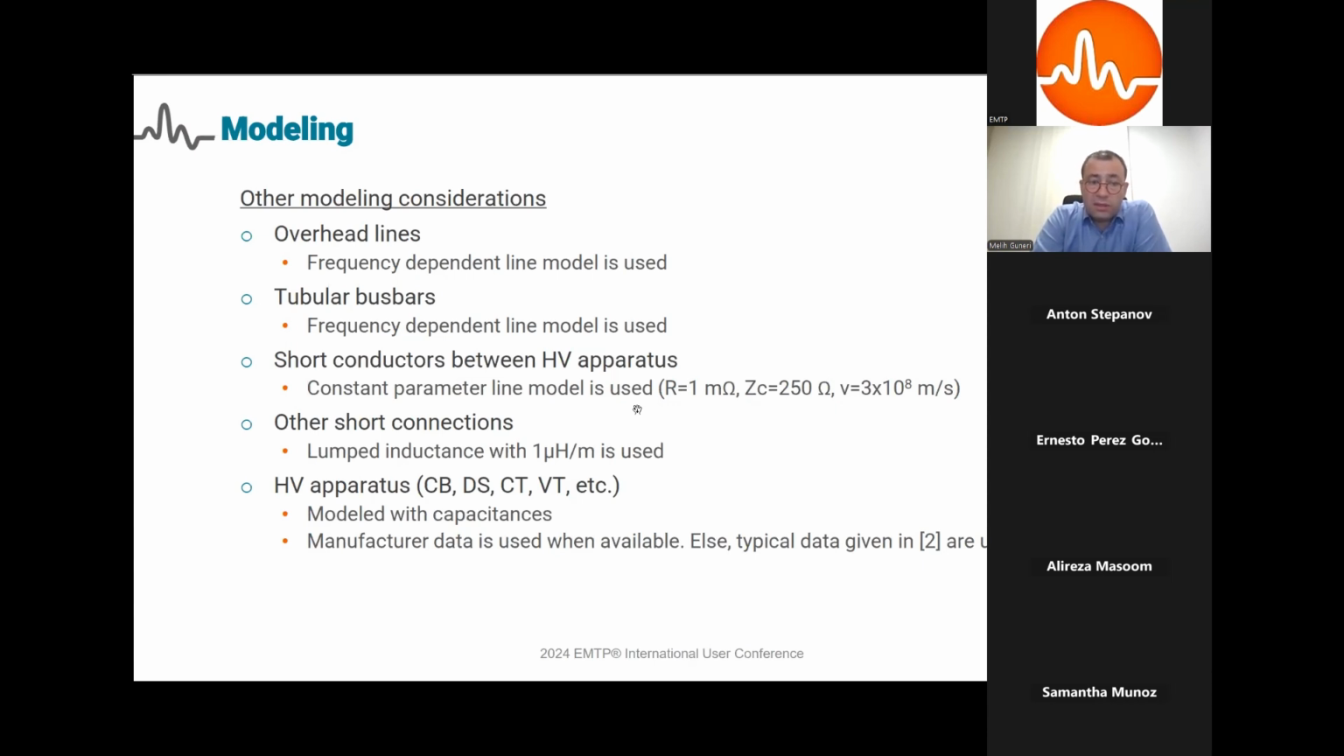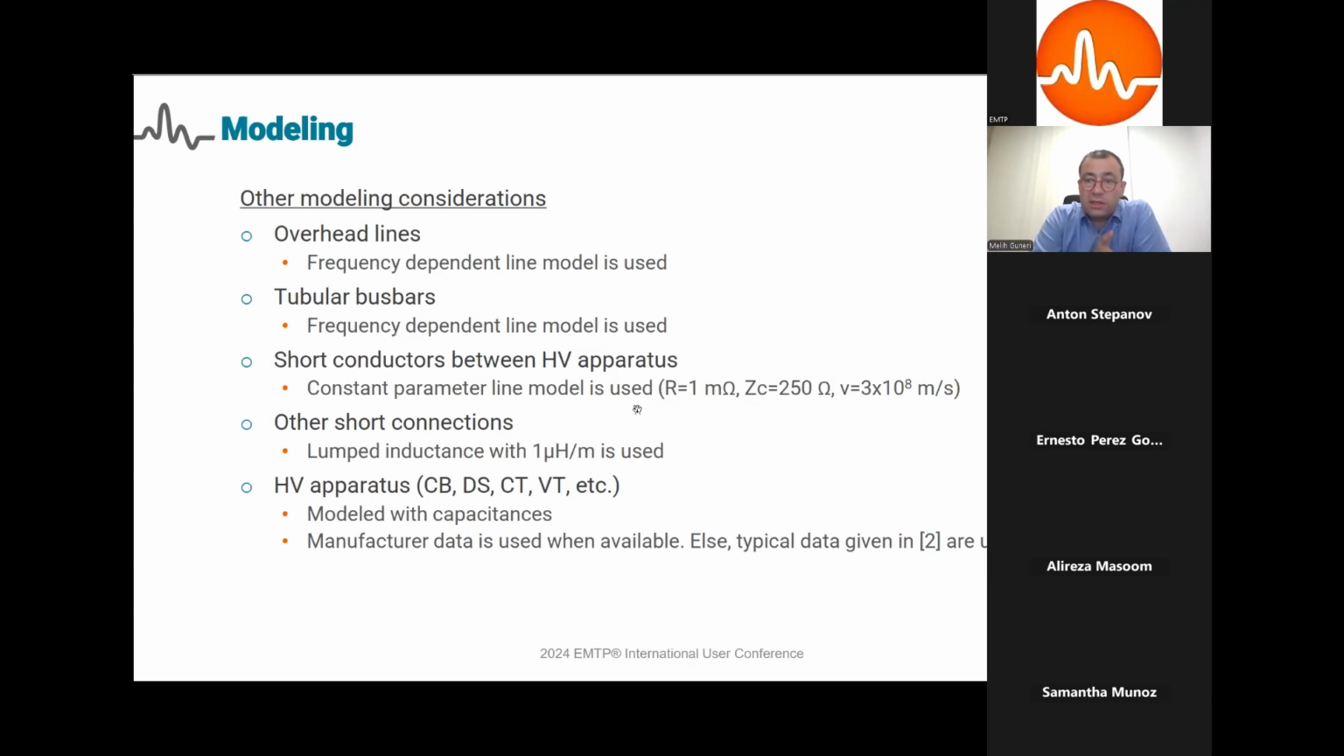So we modeled the tubular bus bars with the frequency-dependent line model again. And the short conductors between high voltage apparatus, that's between current transformer and circuit breaker, for example, we have used a constant parameter line model with 1 milliohm resistance, characteristic impedance of 250 ohms, with the velocity of the speed of light. And all other short connections, like down conductors from surge arresters, for example, we use a lumped inductance of 1 microhenry per meter.